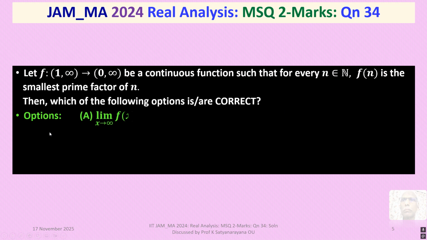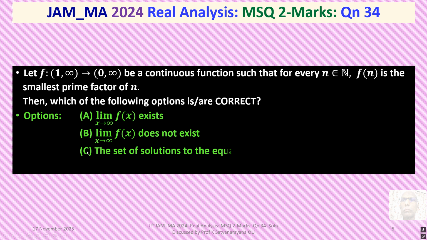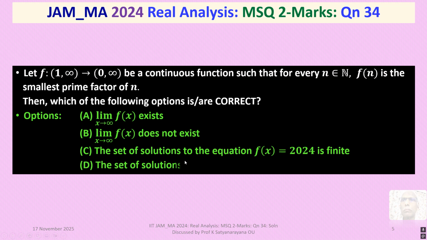We are given 4 options. Option A: the limit as x tends to infinity of f of x exists. Option B: the limit as x tends to infinity of f of x does not exist. So between A and B, one of them must be true. Option C: the set of solutions to the equation f of x equals 2024 is finite. Option D: the set of solutions to the equation f of x equals 2024 is infinite. So between C and D, one of them must be true.